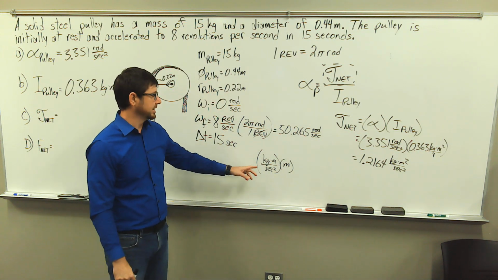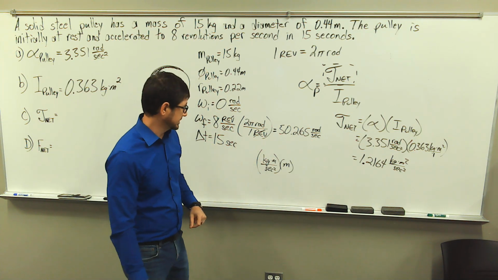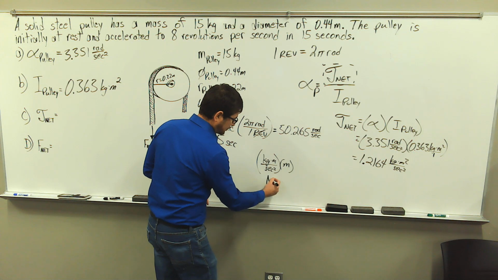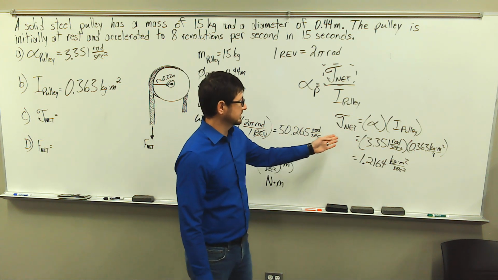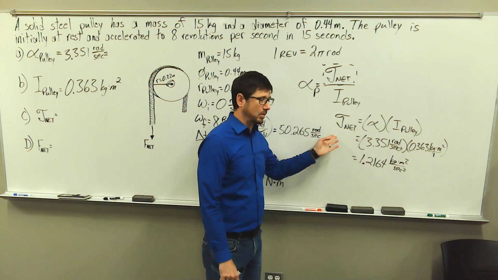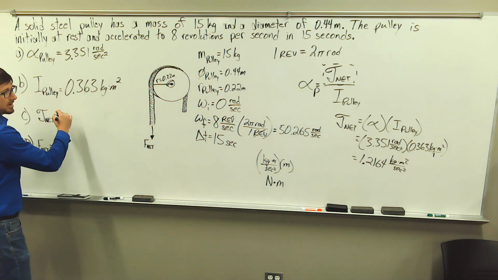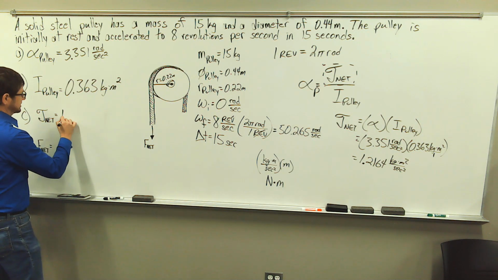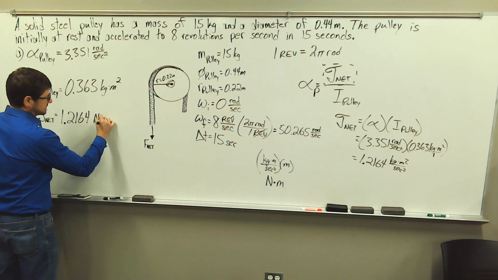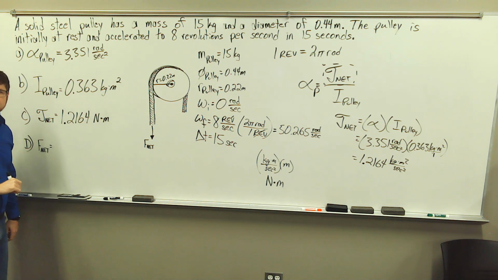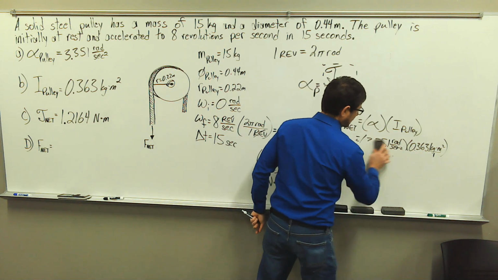Now we know that a kilogram meter per second squared is equal to 1 Newton. So what I have is a Newton times a meter. And whenever we're quoting torque, it's always described with units of Newton meters. So what I've got is 1.2164 Newton meters. Okay, there we go. I'm going to erase the board here. I need to free up some room.